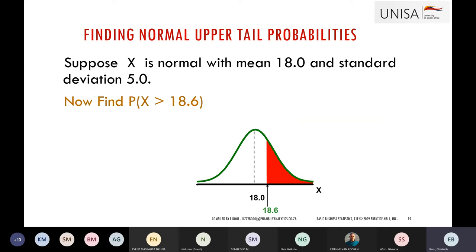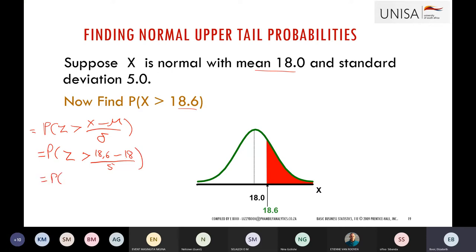Let's look at an example. Suppose x is normally distributed with a mean of 18 and a standard deviation of 5. Find the probability that x is greater than 18.6. We need to find the standardized value of that probability, so we substitute the values: our mean is 18, our x is 18.6, so 18.6 minus 18 divided by our standard deviation of 5. We did these calculations previously as an example, so I already know the answer. This will be 0.12.